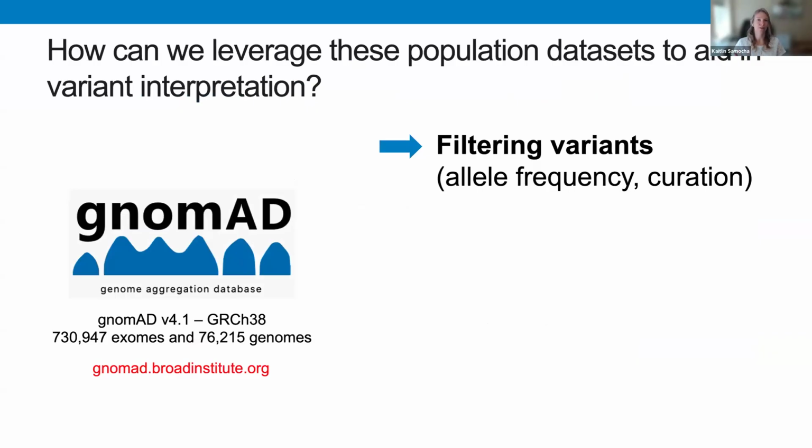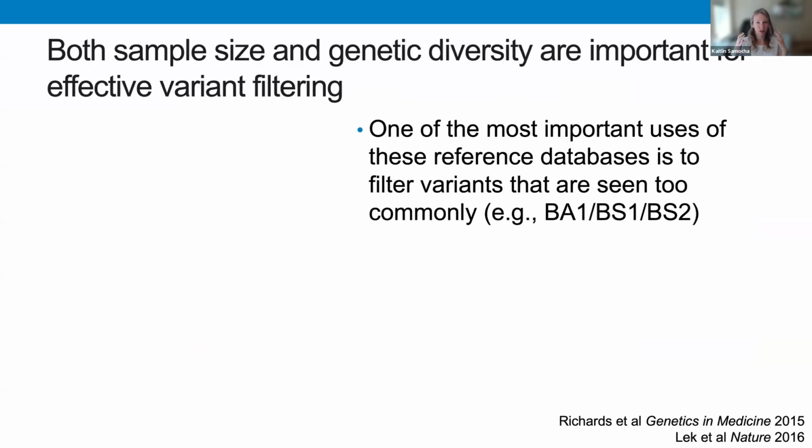So obviously filtering variance is the most important and powerful piece, not just by allele frequency. We'll also talk a little bit about curation. So clearly one of the most important uses of these reference databases is to be able to apply BA1, BS1, or BS2 for those that know the ACMG code. So this is removing variants that are seen too commonly to be causing disease.